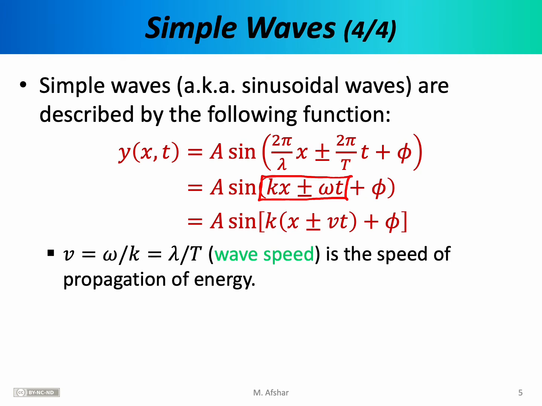The ratio of angular frequency to wave number gives us the speed with which energy is traveling along the length of the rope. Also recall from the previous slide that omega can be expressed as 2 pi over the period, and the wave number can be expressed as 2 pi over the wavelength. Taking these two expressions and substituting them in for omega and k, we find that the wave speed can also be described as the ratio of lambda to T. So the ratio of wavelength to period also gives us the wave speed.